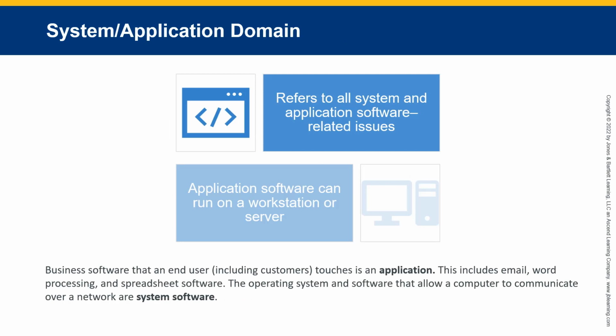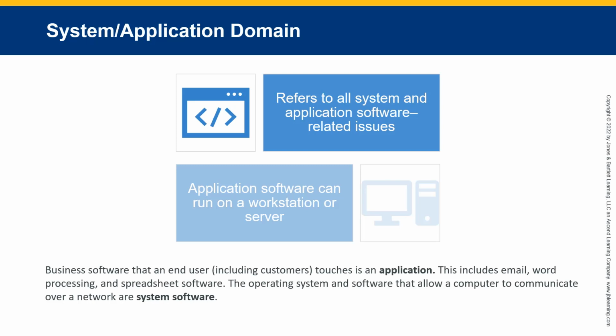System application domain. As complex as networks are, they essentially secure communications between an end user and some application software. What collects, processes, and stores data is ultimately software. Business software is typically an application. System software, such as a server operating system, runs business applications. The system application domain refers to all the system and application software related issues.